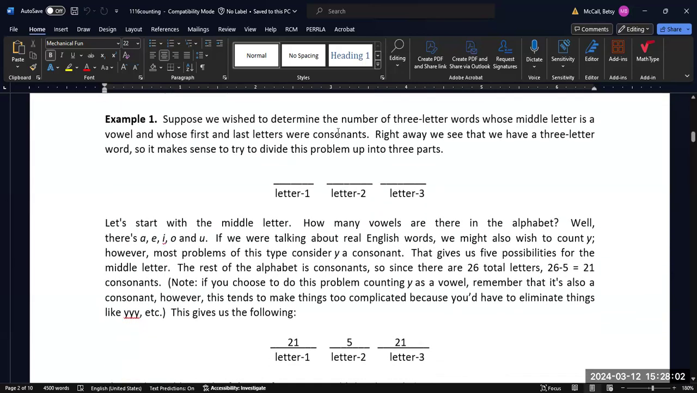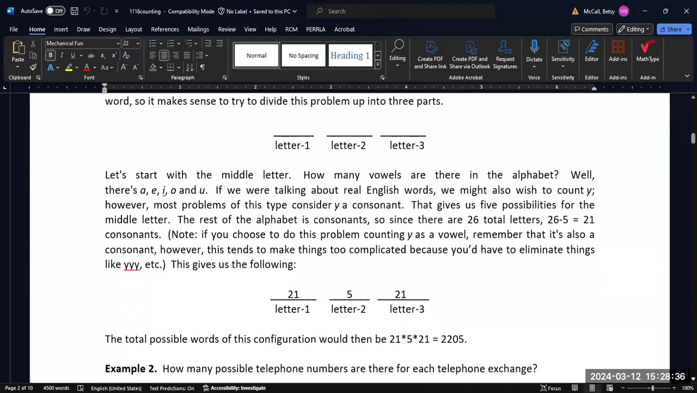Now, suppose we wish to determine the number of three-letter words whose middle letter is a vowel and whose first and last letters are consonants. So we have a three-letter word, and we're going to divide this up into basically 3 bins. We're going to figure out how many we can put in each of the bins and then multiply them. The vowels in English are A, E, I, O, and U. So there are 5 vowels, and that goes in letter number 2 since the middle letter is a vowel.